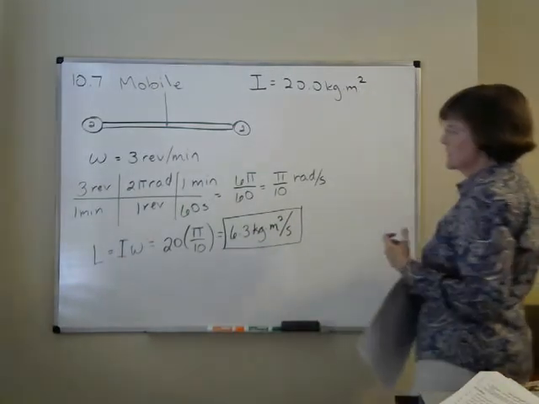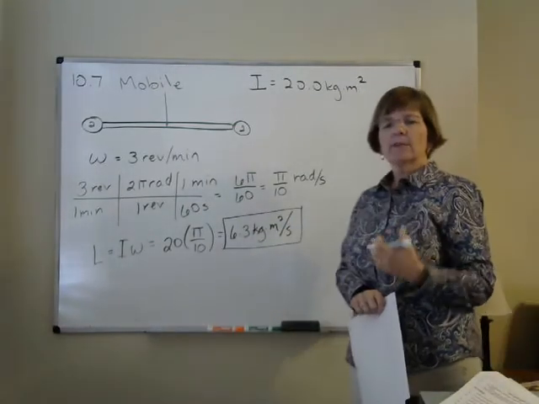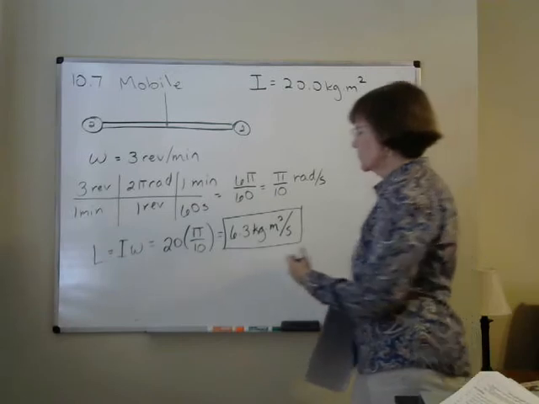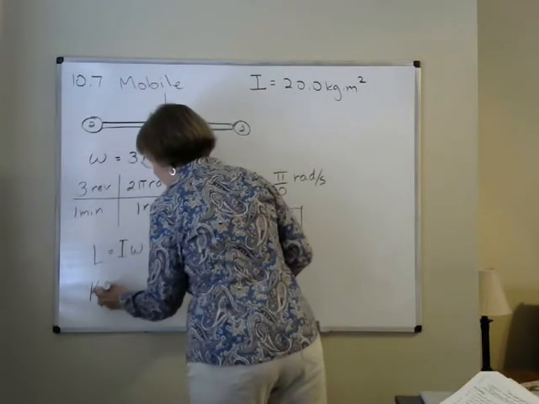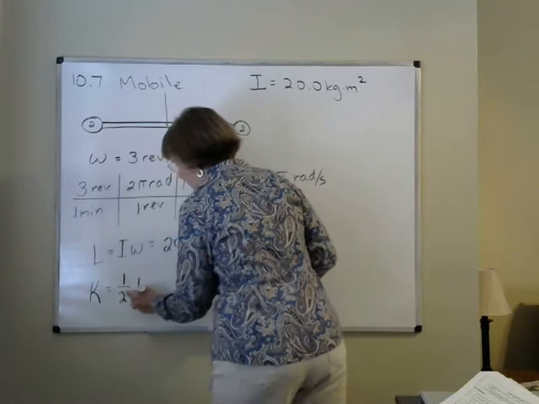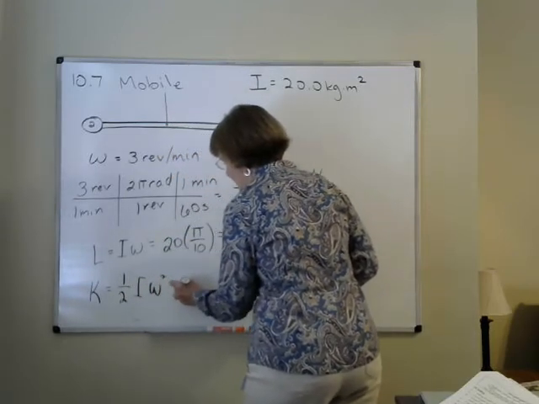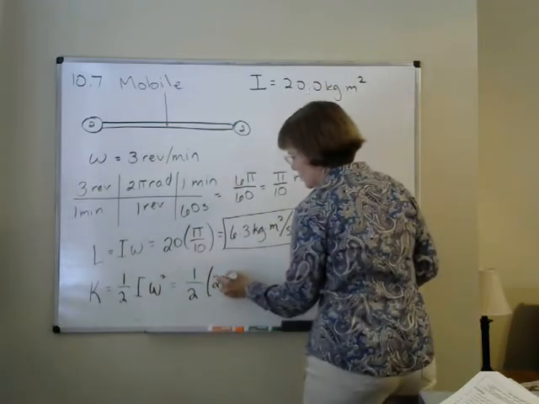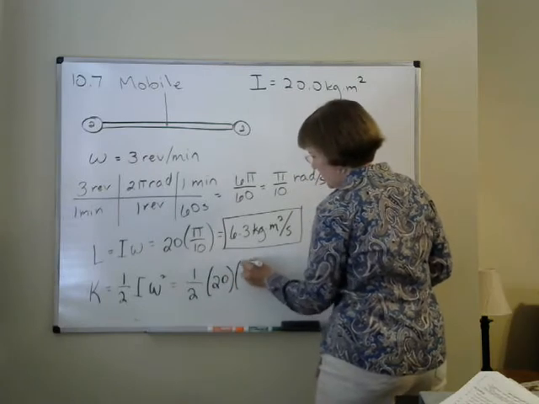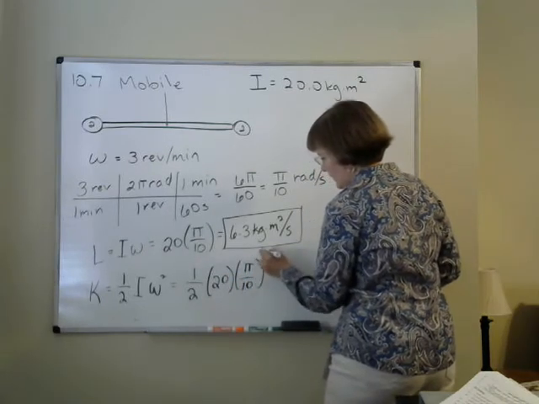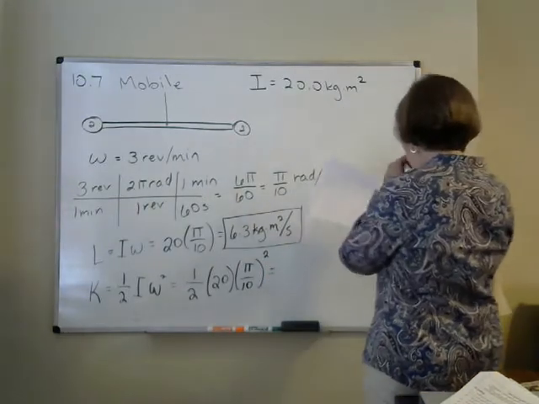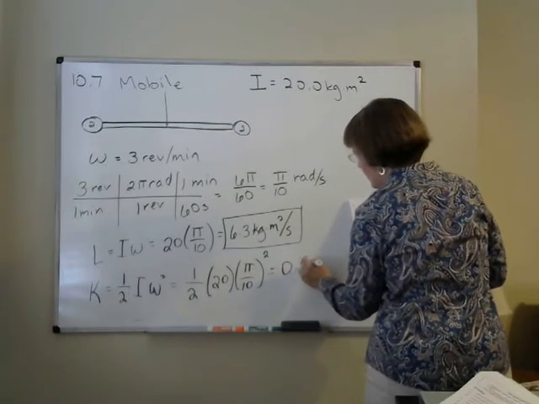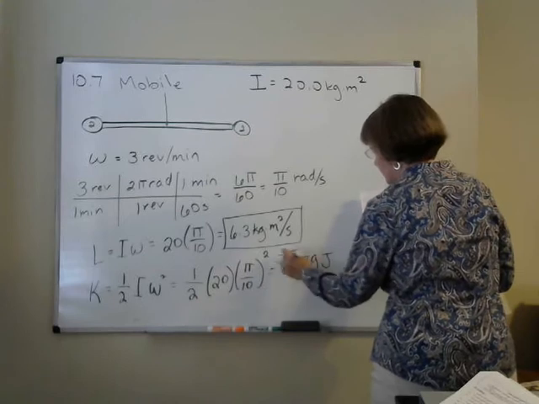The other thing they asked me to do in this problem, besides calculating the angular momentum, is to calculate the kinetic energy, which in this case is all rotational kinetic energy. That's, of course, given by 1/2 I omega squared. I is 20. Omega is pi over 10. And my kinetic energy comes out to be 0.99 joules.